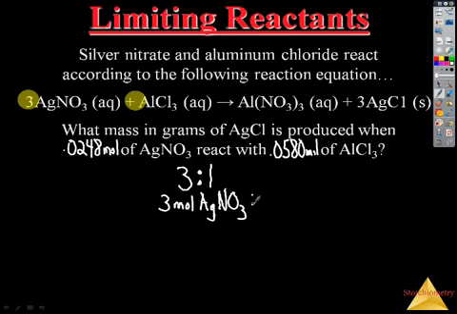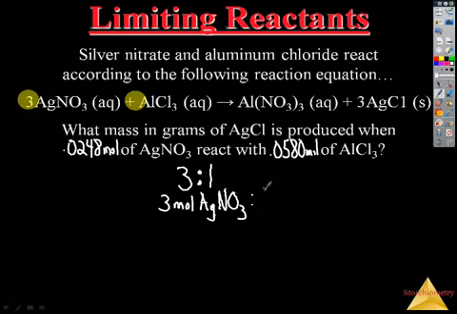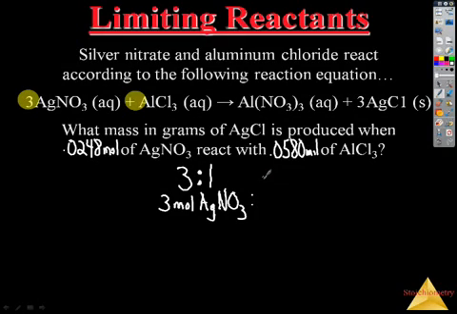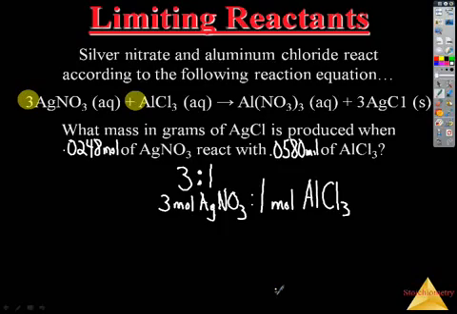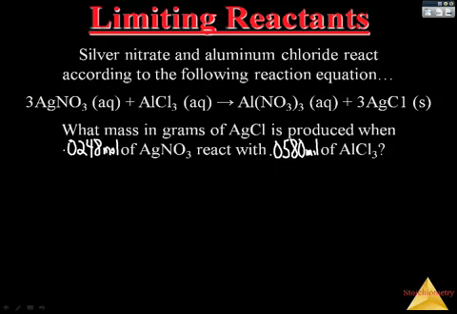3 moles of AgNO3 is stoichiometrically equivalent to 1 mole of aluminum chloride. And there is our conversion factor, 3 moles of silver nitrate to 1 mole of aluminum chloride. Now we're going to work this just like any other conversion factor problem.